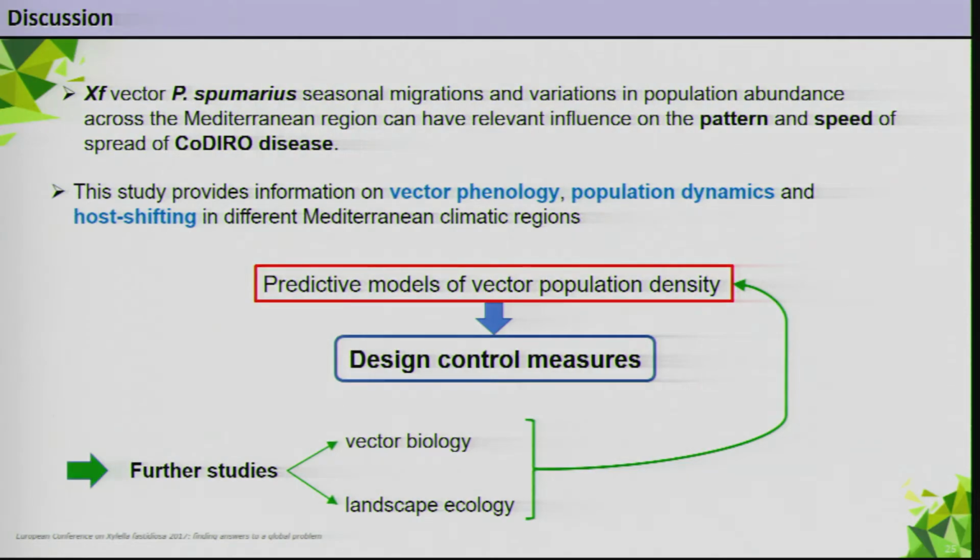If you're interested, there are two posters, one on host preference by Crescenza Don Giovanni and one on dispersal capabilities of Philaenus by Elisa Plazio and her colleagues. If you want to look for them and ask, feel free.